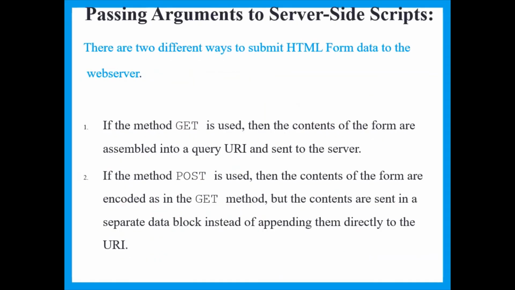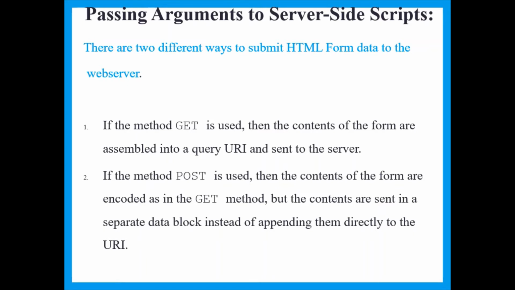Here we are explaining passing arguments to a server side script. There are two different ways to submit HTML form data to the web server. The first one is if the method get is used, then the content of the forms are assembled into the query URL and sent to the server. If the method post is used, then the content of the forms are encoded as in the get method, but the contents are sent in a separate data block instead of appending them directly to the URL.